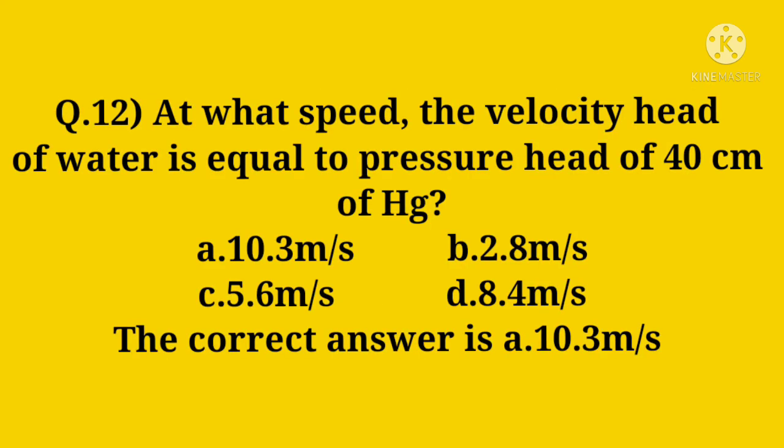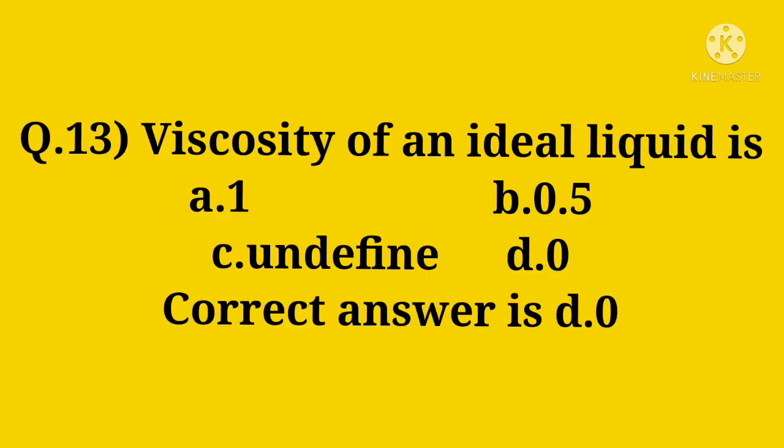Question number 12. At what speed is the velocity head of water equal to the pressure head of 40 cm of Hg? Option A 10.3 meter per second, B 2.8 meter per second, C 5.6 meter per second, D 8.4 meter per second. The correct answer is A, 10.3 meter per second. Question number 13. Viscosity of an ideal liquid is: option A 1, B 0.5, C undefined, D 0. The correct answer is D, 0.